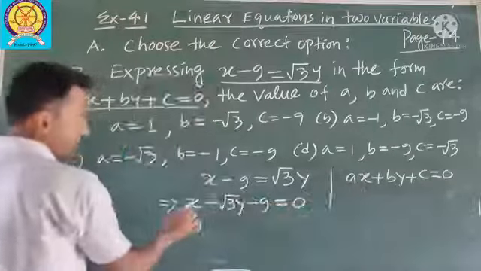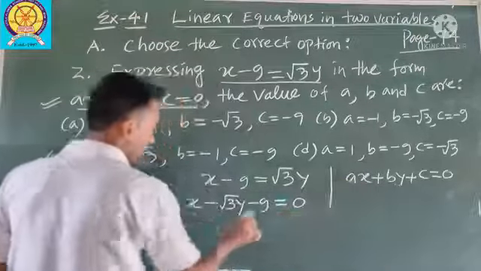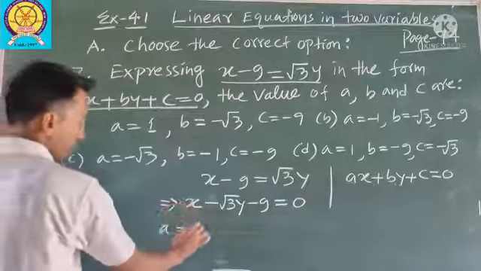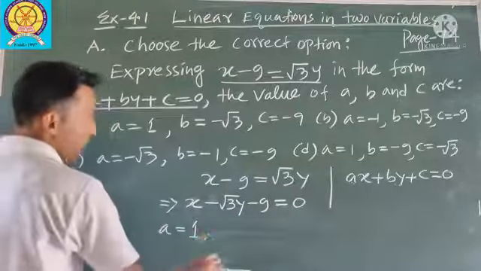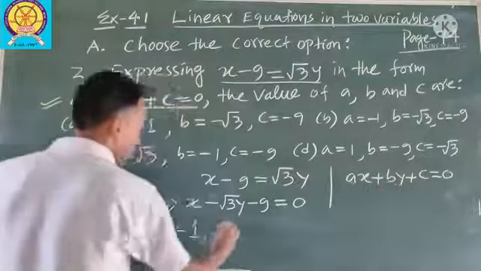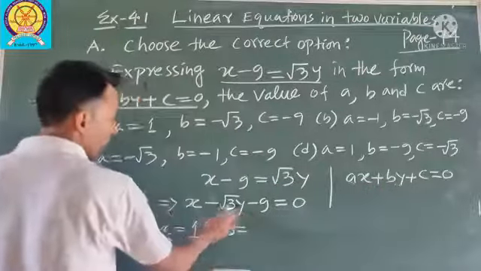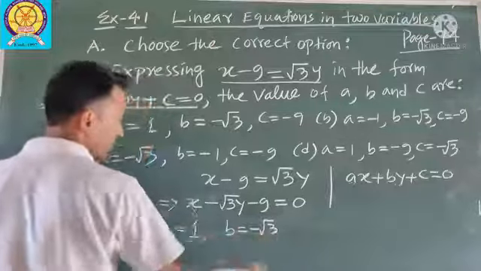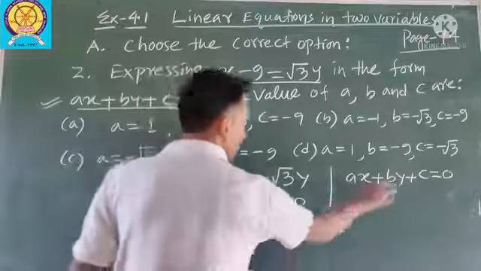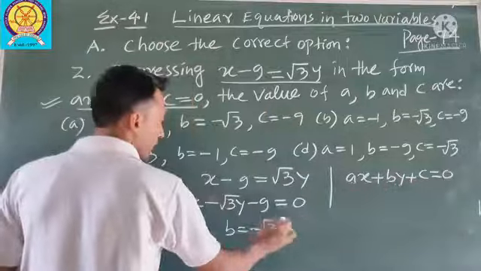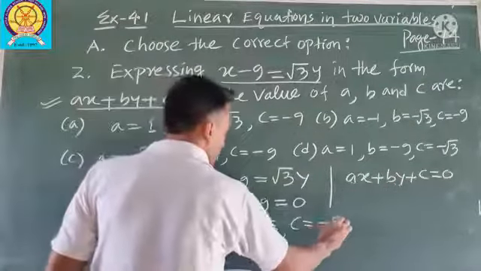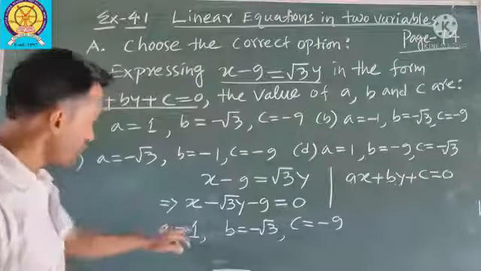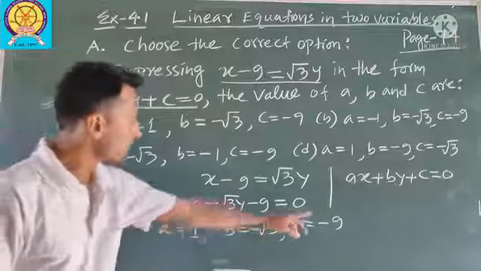Here, the coefficient of x is a. Here the coefficient of x is 1. The coefficient of y is b. So what is the coefficient of y here? Minus root 3. That means b is minus root 3. And what is c here? c is minus 9. So a is 1, b is minus root 3, c is minus 9.